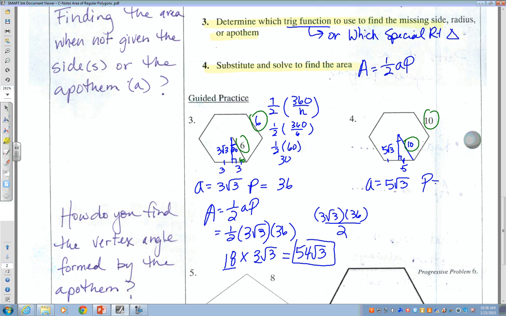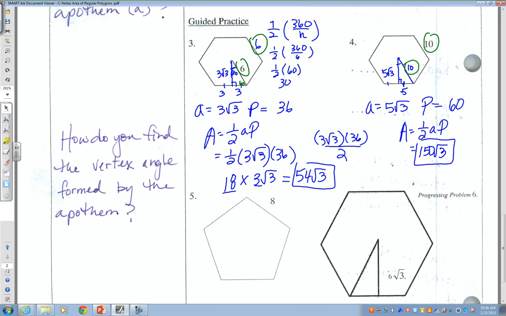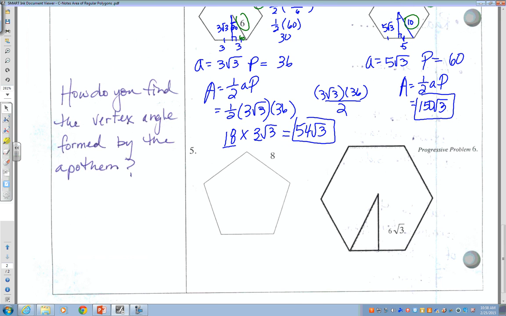What's the perimeter? 60. Okay, so now we're going to do the area, which is 1/2 A times the perimeter. So what's our area here? Yeah, 150 root 3. There we go. All right. So do get familiar with the 30-60-90 happening with the hexagon and the side being congruent to the radius. And the next problems are going to be totally different. We'll deal with these tomorrow.